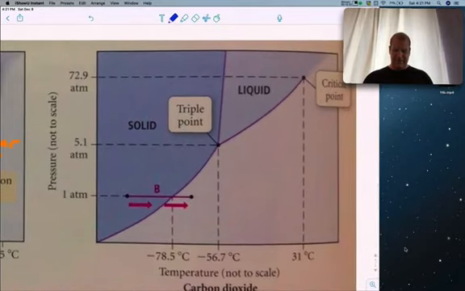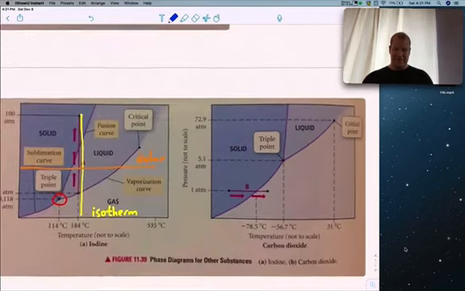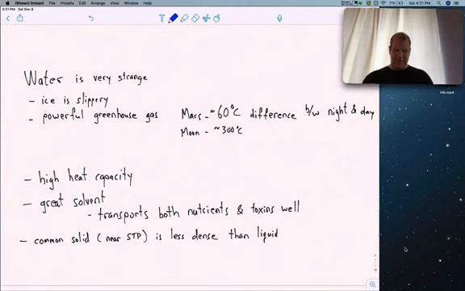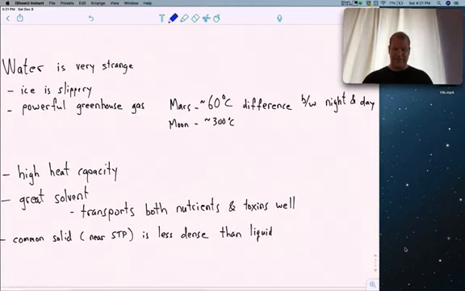It's 5.1 atmospheres, about 5 atmospheres for the triple point of CO2. So you actually can't see the liquid. And carbon dioxide sublimes at this pressure. So if you have dry ice, it's a lot of fun to play hockey with. And I mentioned water. Water is a very strange substance.